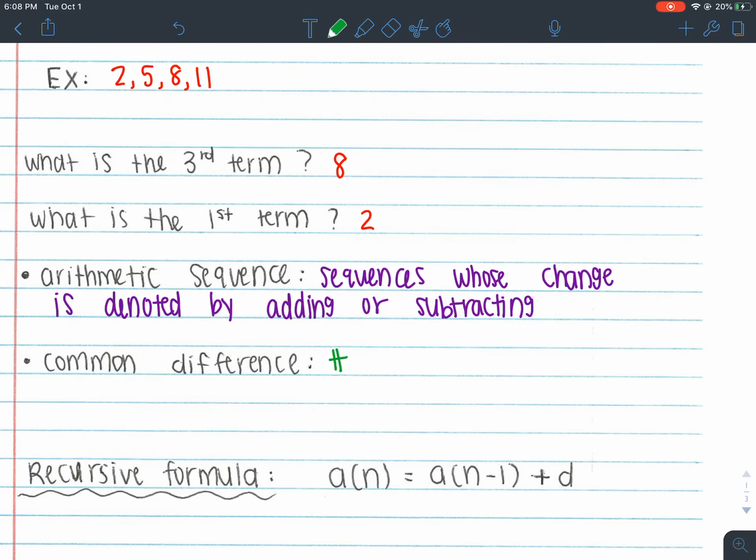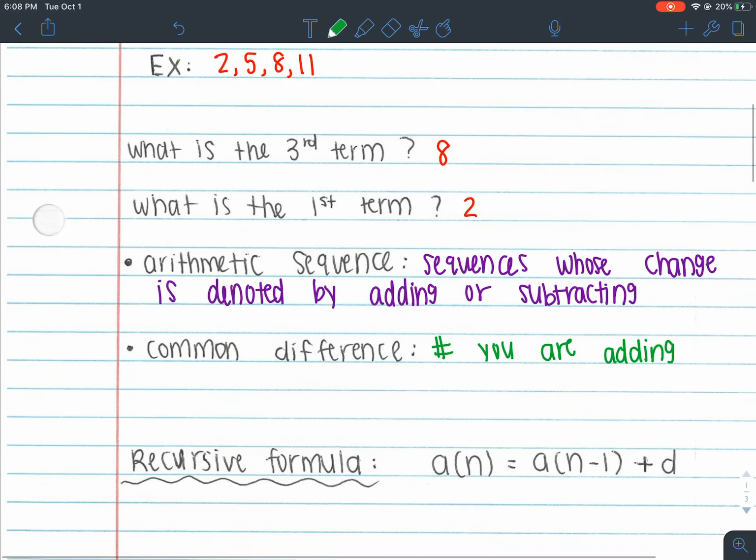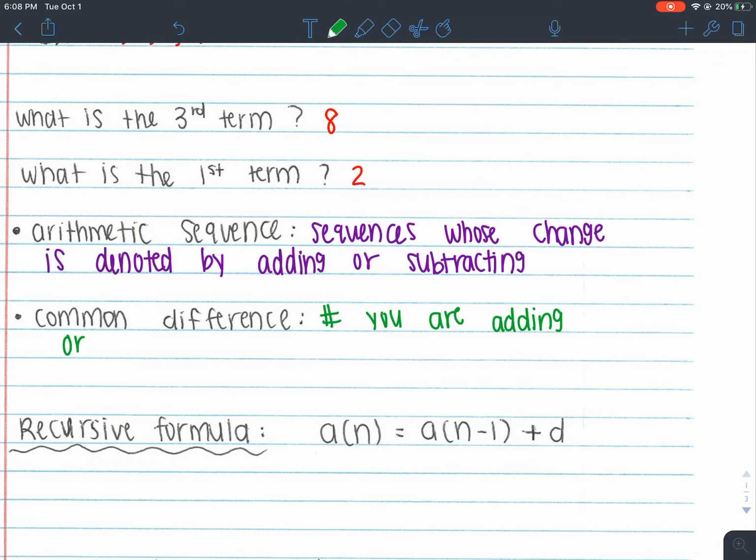So this is the number, I'm so sorry that the noise is getting louder. Adding, or subtracting.